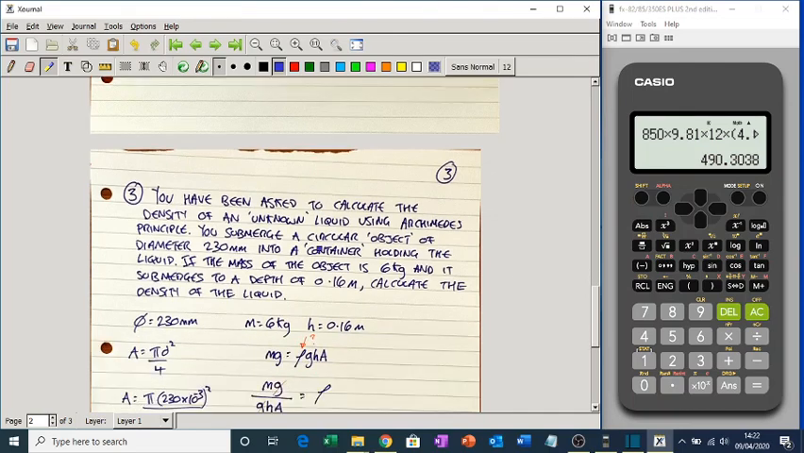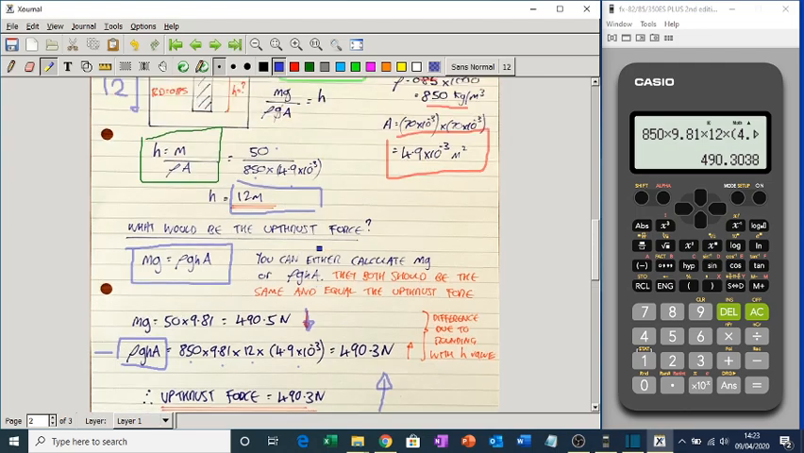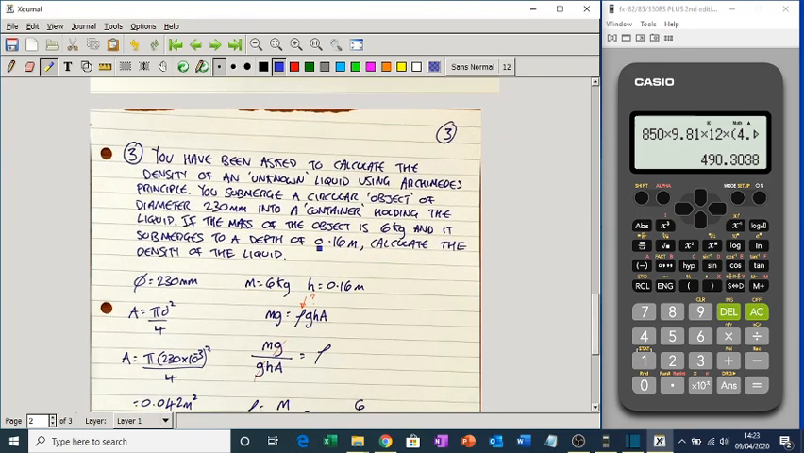Question 3, last one I think. Yeah, is the last one? Yeah. So this one, same thing really. You've been asked to calculate the density of an unknown liquid using Archimedes' principle. You submerge... so you've got a liquid. We don't know what the density is, but you've got a pole and you've got something to measure with.